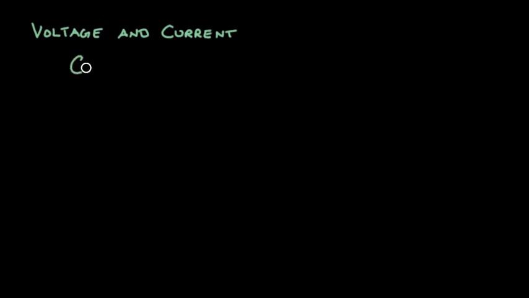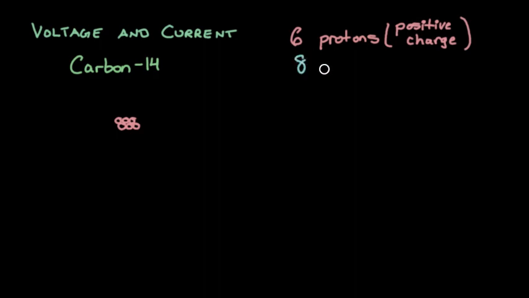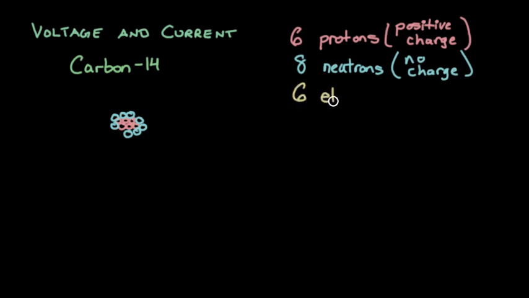In particular, we're just going to look at the simple example of carbon-14. Maybe you've heard of it. One atom of carbon-14 has 6 protons, and those protons are positively charged. Carbon-14 has 8 neutrons. Neutrons have no charge. And carbon-14 has 6 electrons, which have a negative charge.